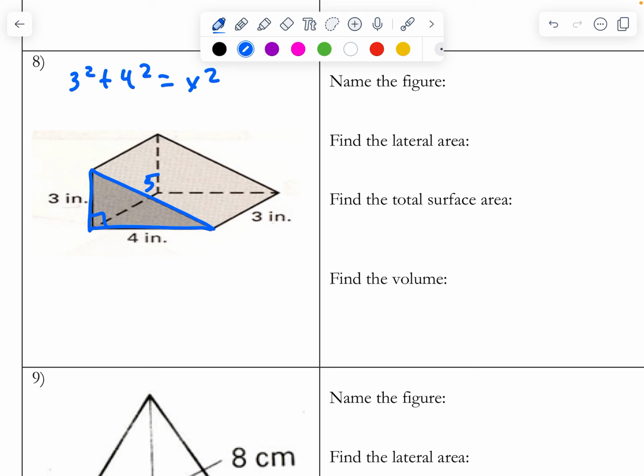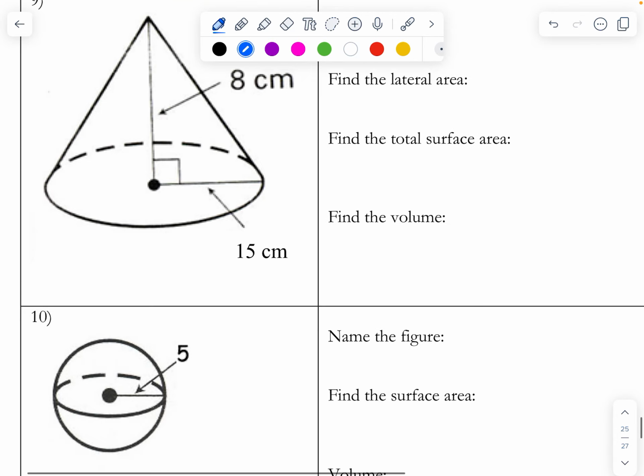From there, you can find your lateral area. Your lateral area is going to be 3 plus 4 plus 5. And then your area is going to be 3 times 4 divided by 2. So you can find both of those.